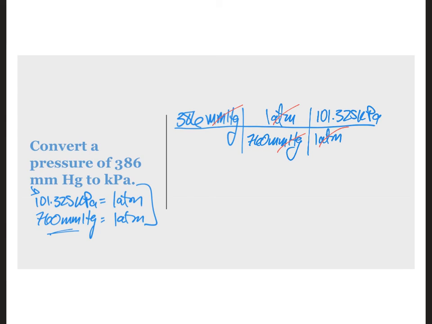I've got 1, 2, 3 sig figs. I'm not going to let my conversion factors limit my sig figs. And so I see that whenever I get an answer of 51.462 and a bunch of decimals, I'm actually going to round that to 51.5 kilopascals.